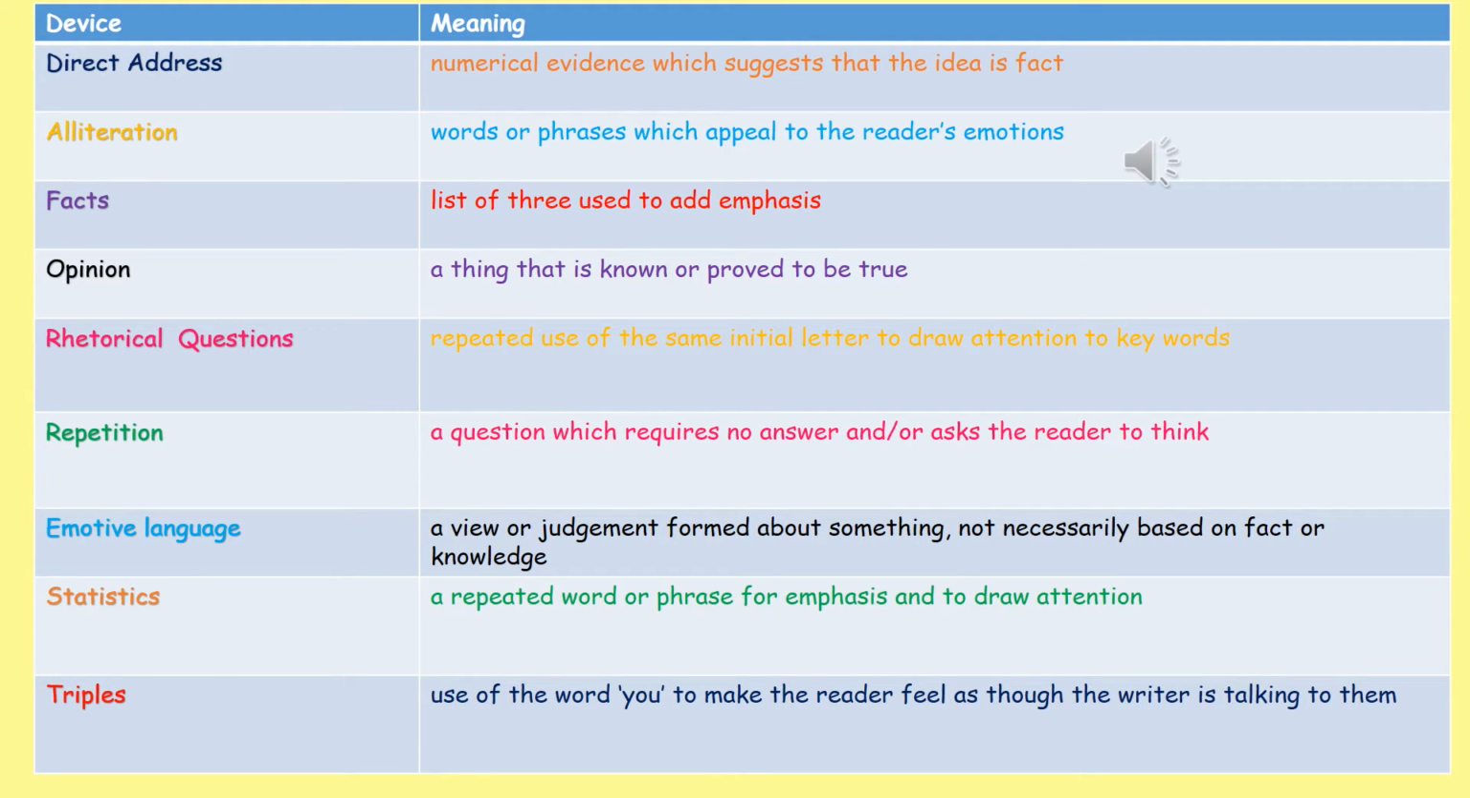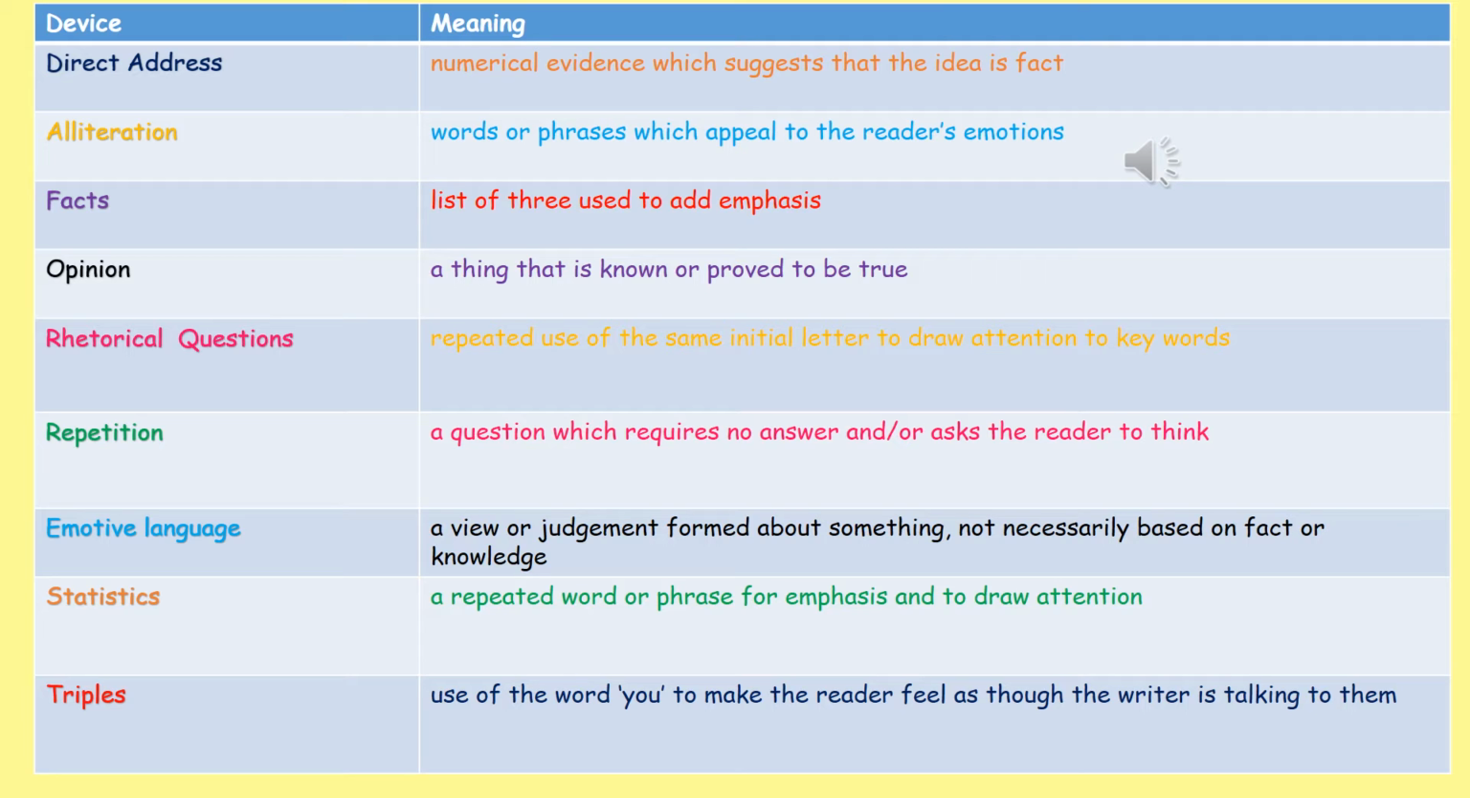Right, here are your answers then. So we've got direct address. Use of the word you to make the reader feel as if you're talking to them. So that could be you, we, us, together. It's trying to make the crowd and the audience be involved with the speech. Alliteration then, the repeated use of the same initial letter to draw attention to key words. Fact, something that's true. Opinion, obviously that's a judgment formed. It's your opinion, isn't it?